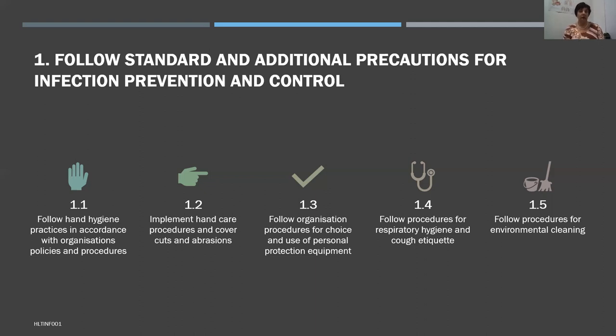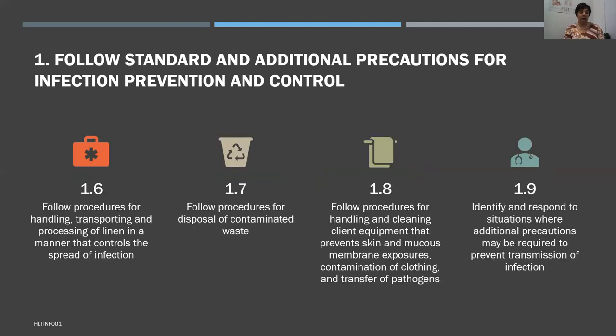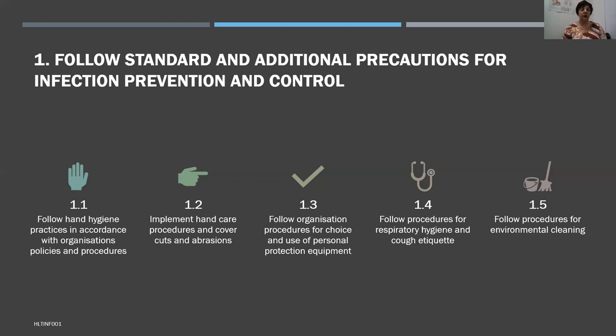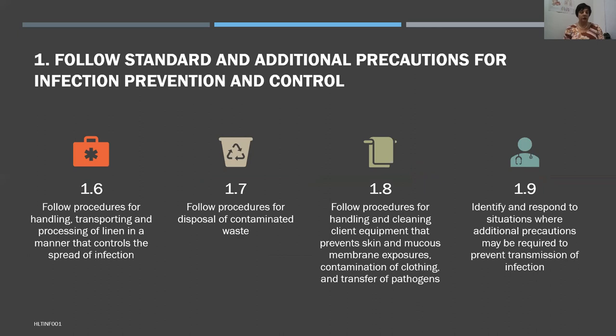So chapter one is all about following standards and additional precautions for infection prevention and control. I'll just go back to the previous slide, I went too quick. Chapter 1.1 is following hand hygiene. Chapter 1.2 is implementing hand care and procedures to cover cuts and abrasions. Chapter 1.3 is organization policies and procedures for using PPE. Chapter 1.4, following respiratory hygiene and cough etiquette. Chapter 1.5, follow procedures for environmental cleaning. Chapter 1.6 is about transporting and processing linen in a manner that controls the spread of infection. Chapter 1.7 is the procedures for disposal of waste.